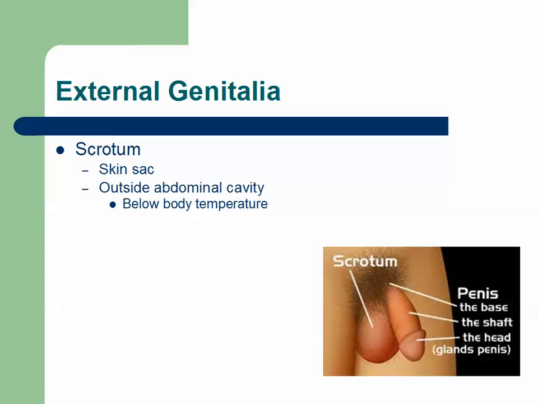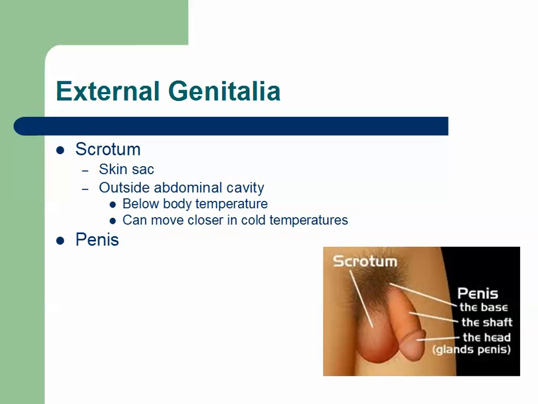Now, if temperatures drop and they need to be kept warmer, muscles can contract, and this does two things. One, it pulls the scrotum toward the body, so your natural body heat can keep it warm. But also, all of that extra skin that was allowing it to hang lower is now wrinkled up, and it creates more surface area to keep the testes warmer.